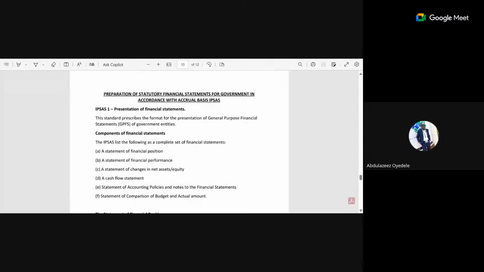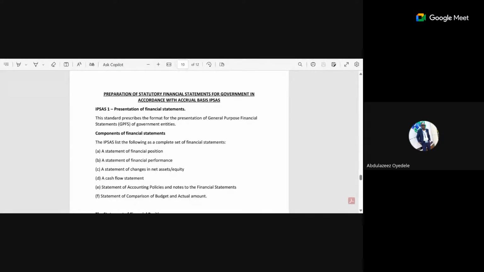Okay. Now we'll look at, under accrual basis, what the provisions of the International Public Sector Accounting Standards, IPSAS, are for the preparation of financial statements. Under IPSAS, there is a particular standard known as IPSAS 1, which talks about the presentation of financial statements of government institutions, of government agencies, and even governments as a state.